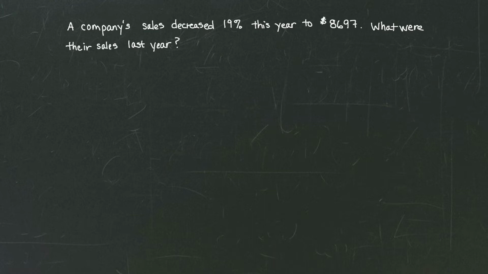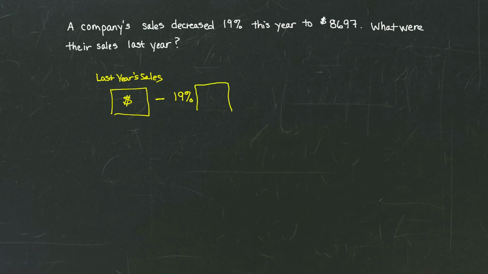So let's take last year's sales, and I'm going to call it last year's sales. I'm going to put a little box to represent the sales that were made by the company last year. This year, those sales decreased by 19%. So we're going to subtract 19% of those sales. But notice I said 19% of those sales.